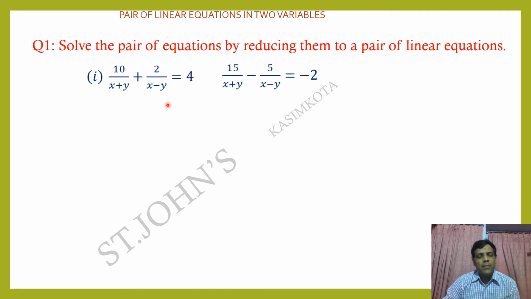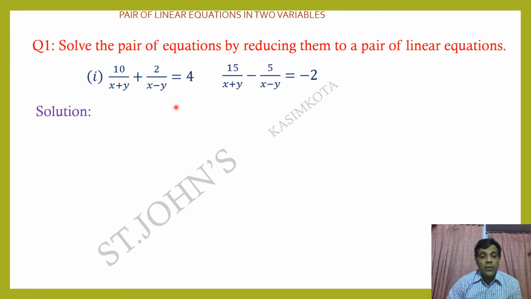We already learnt this in the previous section. 10 by x plus y is written as 10 into 1 by x plus y, and 2 by x minus y means 2 into 1 by x minus y. Here 1 by x plus y and 1 by x minus y are the terms we assume as a or b, or x or y. Okay, now coming to the solution part.